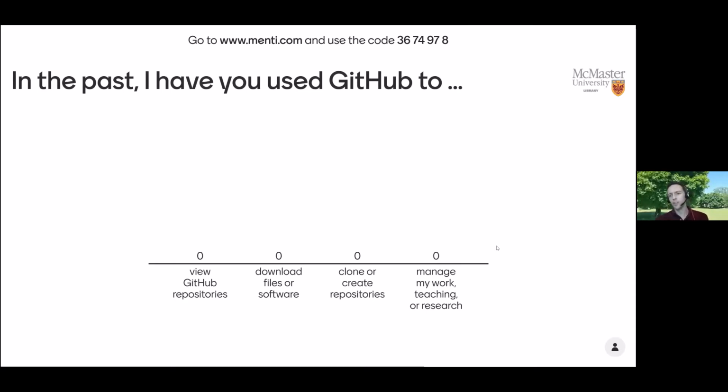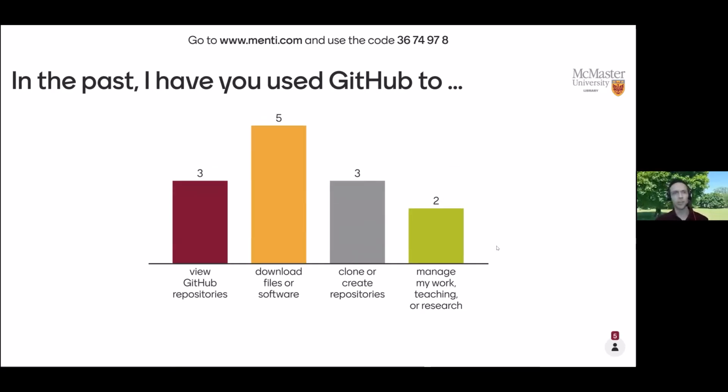So for those of you that have used or interacted with GitHub specifically, I'm curious about how you've done so in the past. So whether you've viewed GitHub repositories, you've used it to download files of software, you've cloned or created repositories, or if you actively have used it to manage your work, your teaching, your research, any type of your activities.